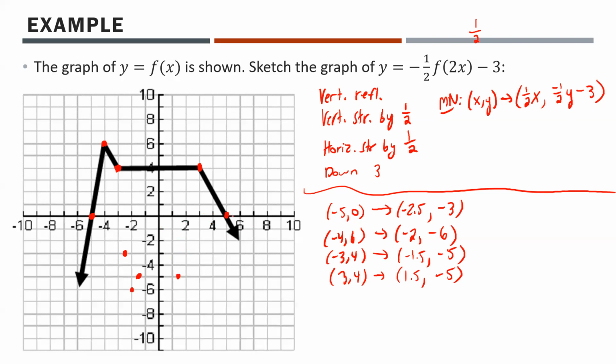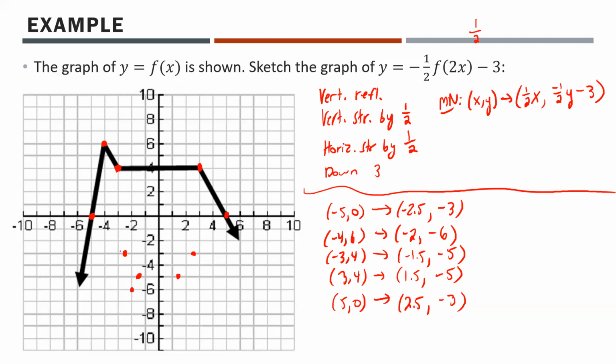And then the last point we have to do here is 5, 0. So 5, 0, if we do 1/2 times 5, that gives me positive 2.5. And then 0 times negative 1/2 minus 3, well, that's negative 3 again. So 2.5, negative 3, that looks like that would be about right there. Okay, so a whole scatter plot of points here.